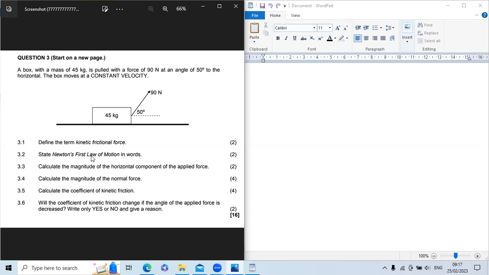Okay, sir. The law of inertia states that inertia is the inability of a body to change its state of rest or state of uniform motion along a straight line.